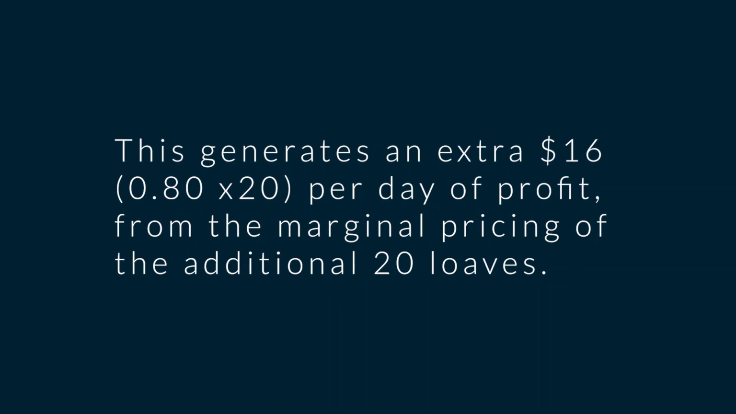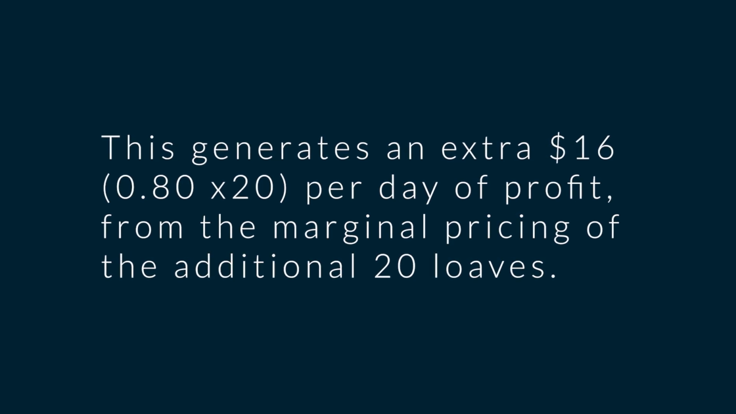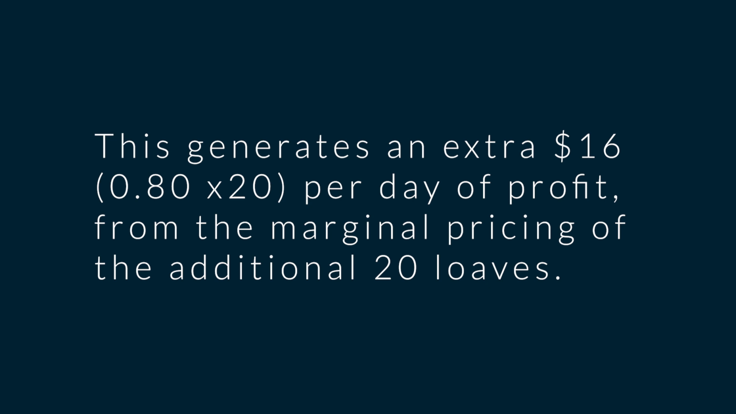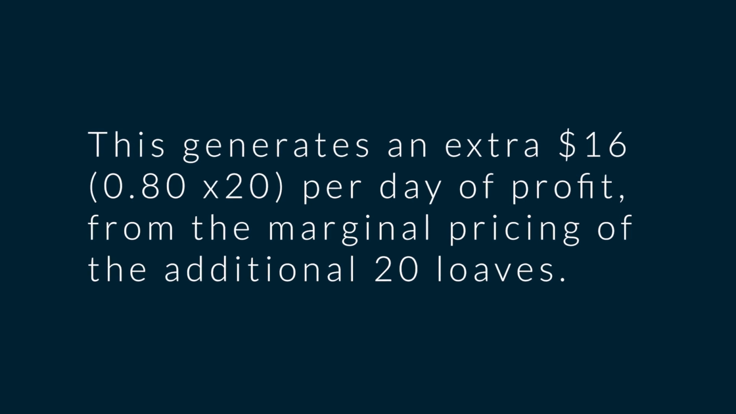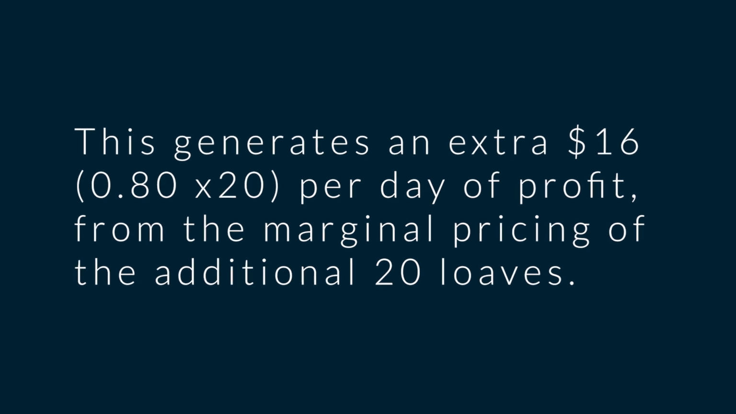That's the assumption. The assumption is, well, since you're already incurring fixed costs, this extra one you're just going to incur variable cost. And so that will give the business an extra $16, that is 0.8 times 20. Remember our difference, okay, between the price you're selling and the variable cost was 0.8. So that becomes our profit per day.